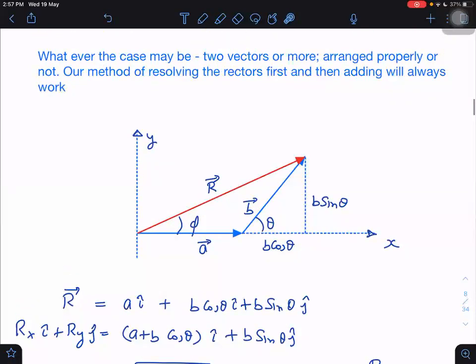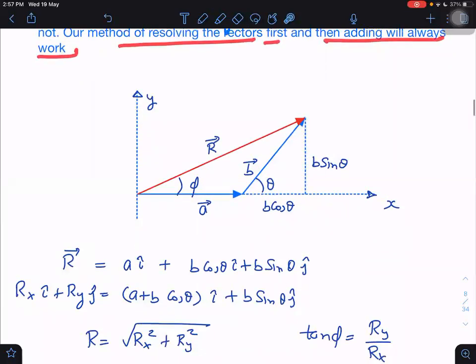Now, whatever the case may be, whichever law you want to follow, no problem. Whether we have two vectors or more vectors, whether they are arranged properly or not, doesn't matter. Our method of resolving the vectors first and then adding will always work. For example, if I have R vector, I want to get the result. I have A vector and I have B vector. I want to get the resultant.